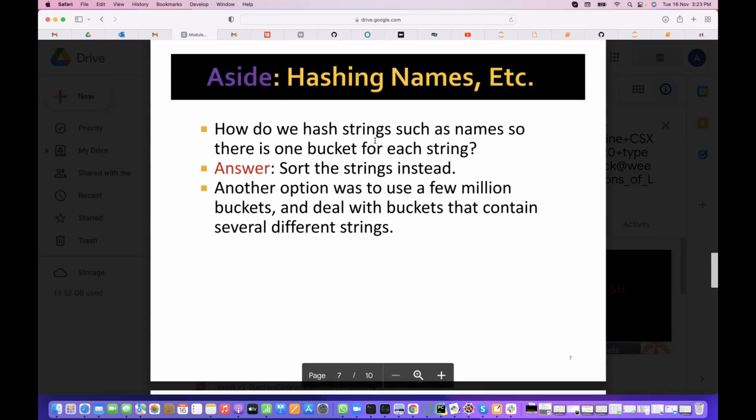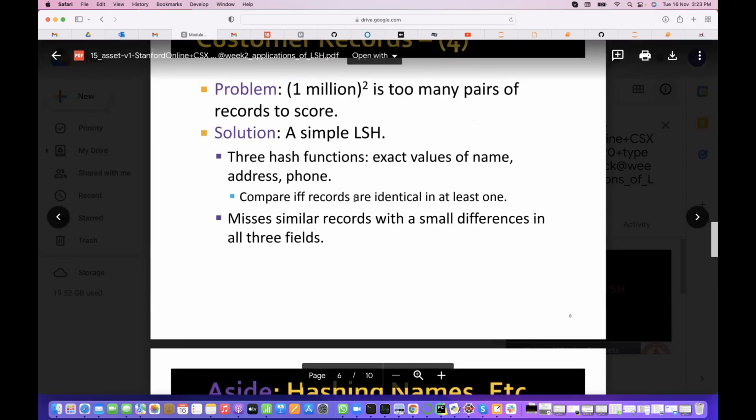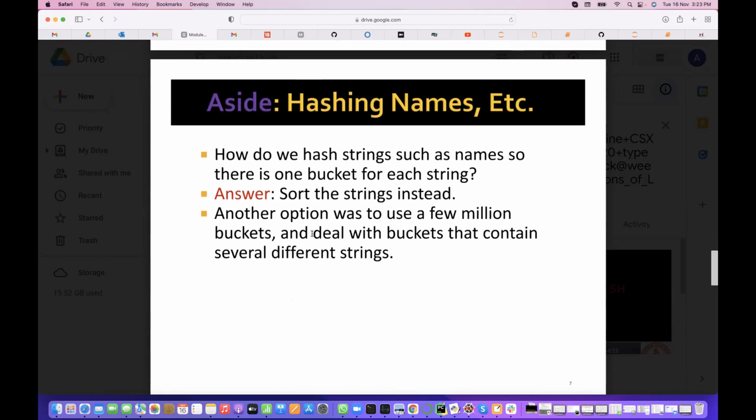How do we hash strings such as names? There is one bucket for each string. If you don't want to use locality sensitive hashing, then you can also use this. Just now I discussed something outside of locality sensitive hashing. How do we hash strings such as names? There is one bucket for each string. Answer: sort the strings instead.